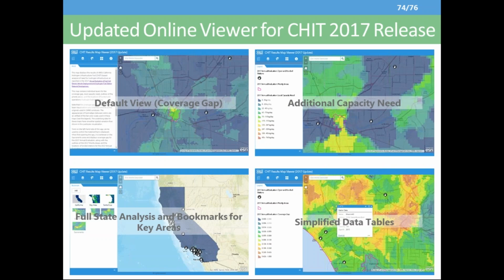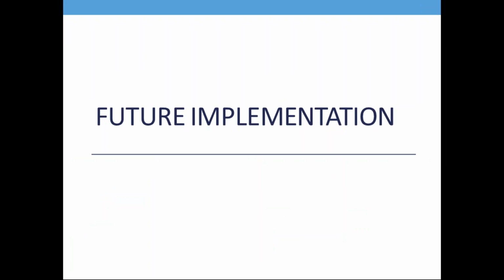It looks at coverage gap. It provides a new, additional capacity need. Again, it's a full state analysis. There are bookmarks in there to zoom in on areas of interest. And there is some of the data in this. We don't really have the ability to give you all of the input data that is in the CHIT 2017, but it provides all the output, essentially. Next slide.